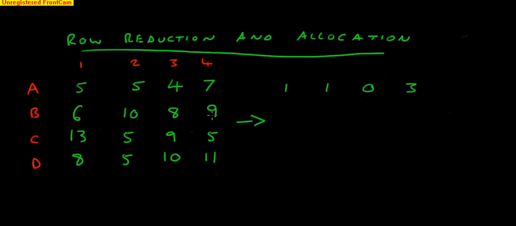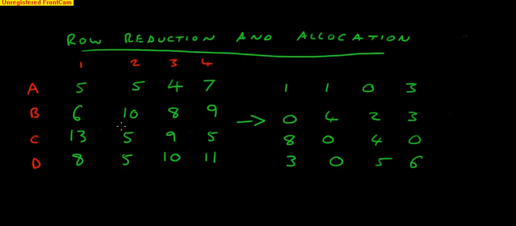Now in the next row the smallest number is 6, so I take that away from everything. And that gives me a 0 there, and then 4, and then 2, and then 3. The next row it's 5, so 5 from 13 is 8, 0, 4, and 0. And the last one, the smallest number is 5, so I take that from 8 and I get 3, 0, 5, and 6.